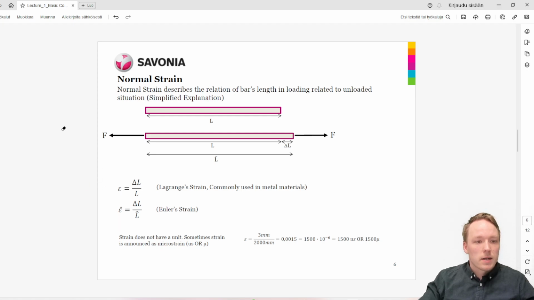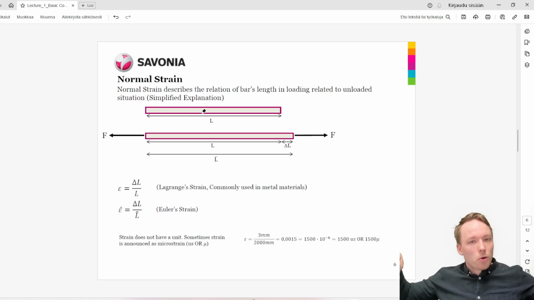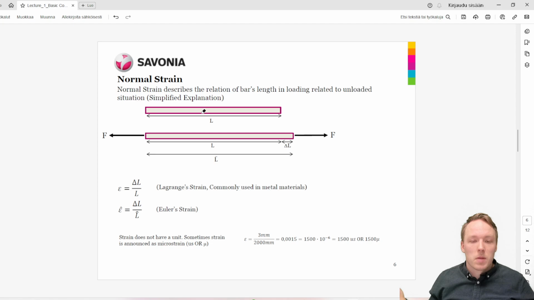So the strain is the relative change in the length of the material. Here we have a simple example. We have a bar that has a length of L. Let's say the length is 2000 millimeters. When we apply force to the bar, it will get longer, let's say 3 millimeters. So the final length of the bar is the original length plus the 3 millimeters, so it will be 2003 millimeters long.